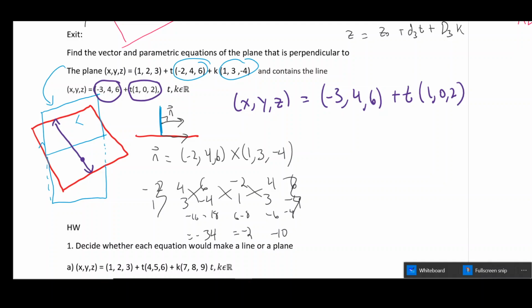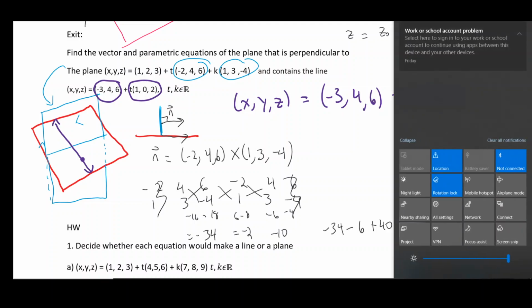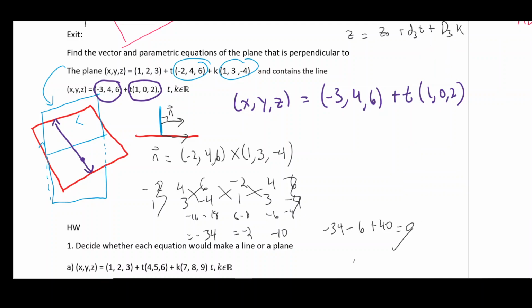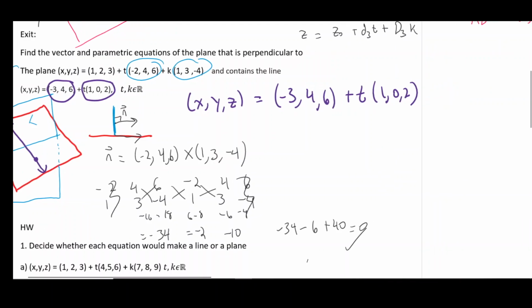If I check it, say with this one, I'm going to get negative 34 times 1. I'm doing the second vector. Negative 2 times 3 is 6, and negative 4 times negative 10 is 40. That didn't work. Oh, because that's negative 6. Negative 2 times 3 is negative 6. So I do have a dot product of 0. There's my quick check that I did that cross product right.